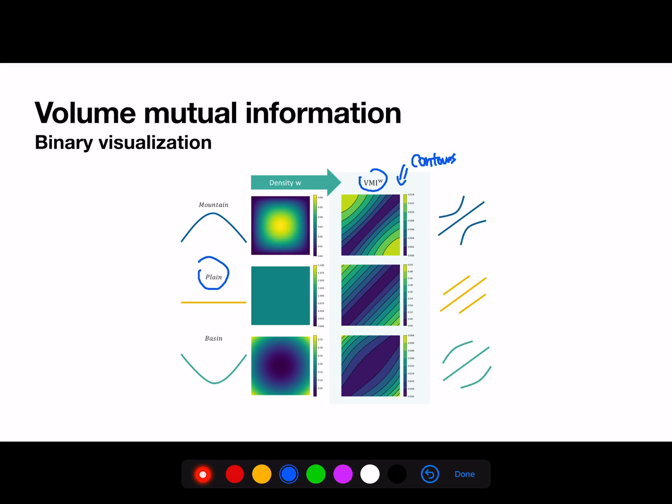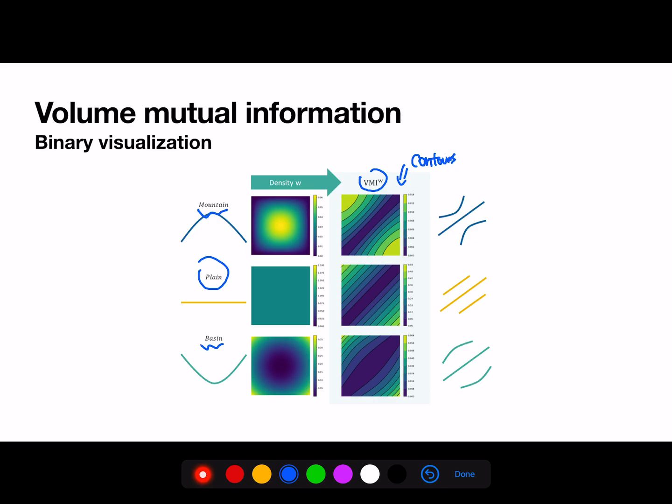In such a case, the corresponding volume mutual information is actually the determinant-based mutual information, because I said before the uniform density leads to determinant-based mutual information. And this is the contour. We can also use this mountain or basin shape, and it gives you a very different contour shape.